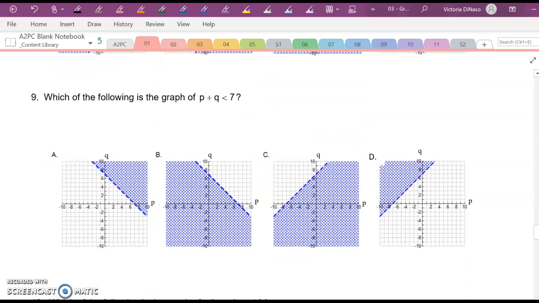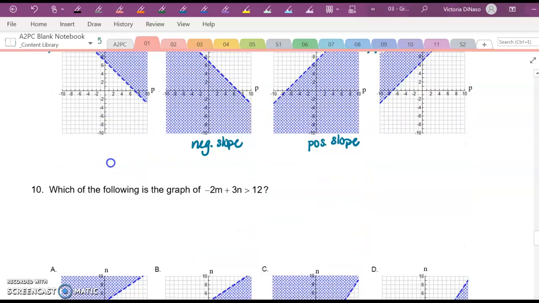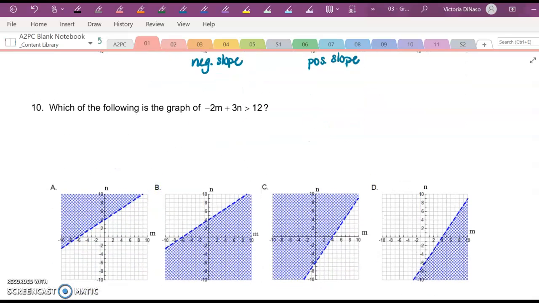For number 9, we have to figure out P plus Q is less than 7. For number 9, they both have the same y-intercepts. Then I had to take a look at the slope. And if I move the P, which is in the same place as X, to the other side, we now have a negative slope. And then finally, number 10, which of the following is the graph of -2m plus 3n greater than 12. Taking a look at the y-intercept in number 10 helps me figure out that A is the correct answer. And that concludes the lesson for today.